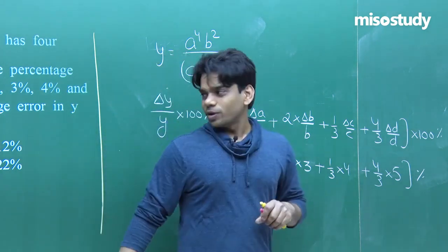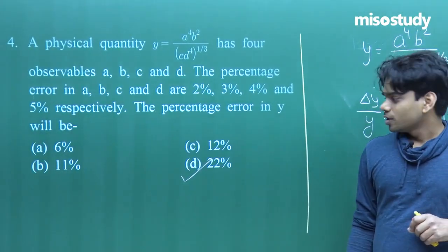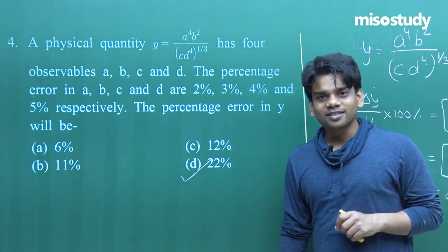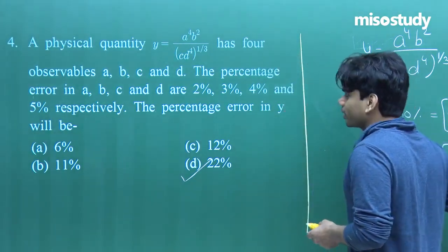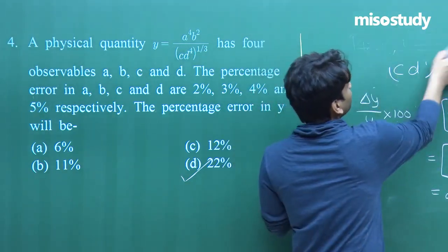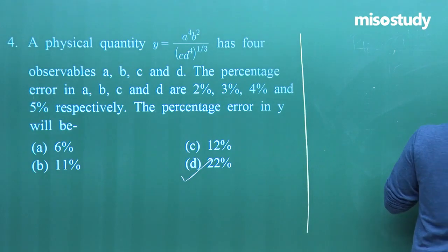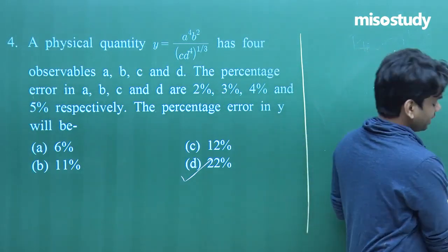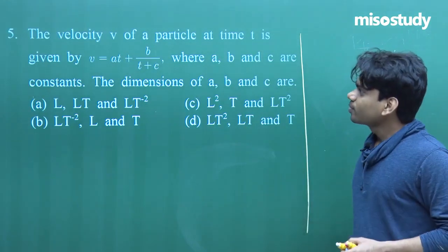So the answer is 22%, that is the right answer is option number D that I am showing you here. 22% is the right answer as per the given option. Easy thing, not to worry about it. Let me wipe the board. Let's go ahead with the next question of the class.